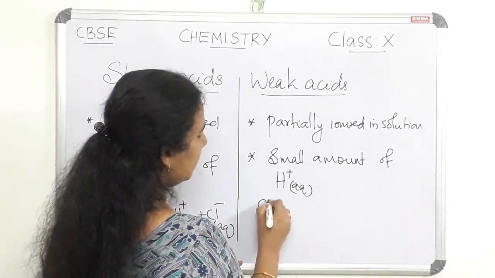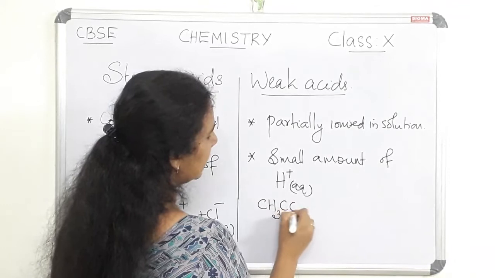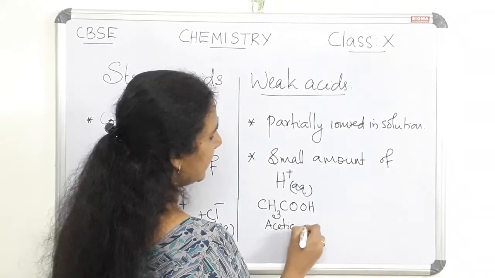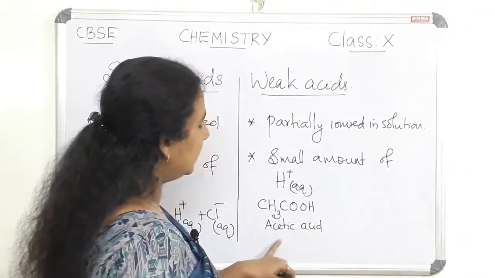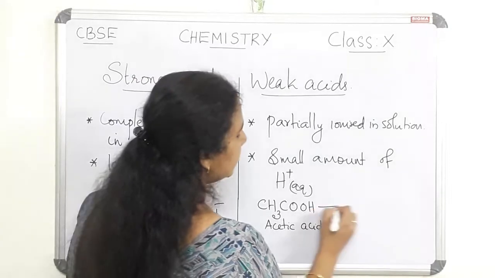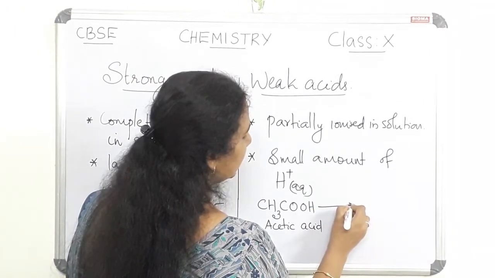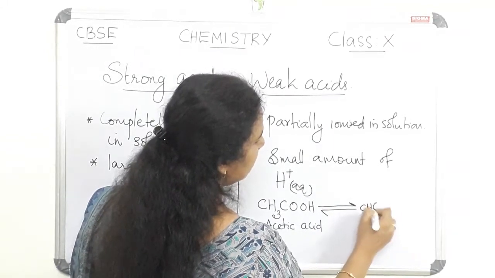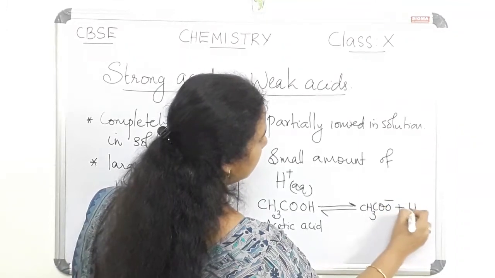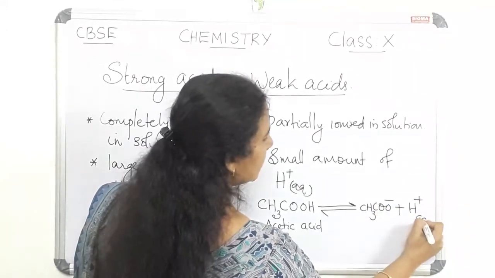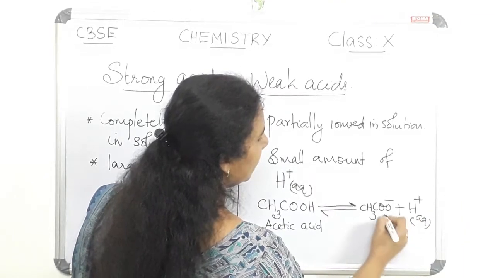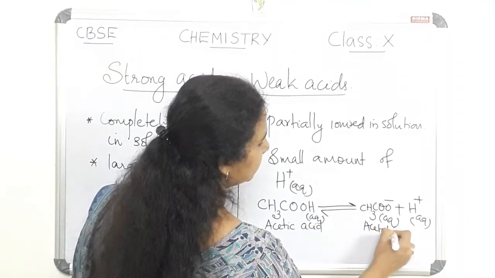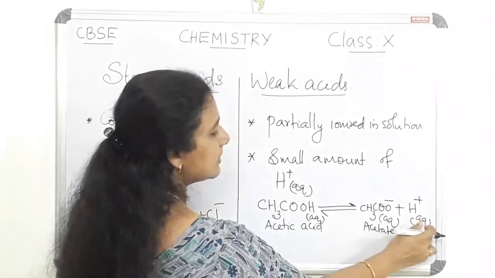We can write one example. This is CH3COOH. This is an organic acid. It is called acetic acid, the acid present in vinegar. This acetic acid ionizes to produce CH3COO minus and H plus. So H plus aqueous is there, CH3COO minus is there, and this is also aqueous. This is called acetate ion, and this is hydrogen ion.